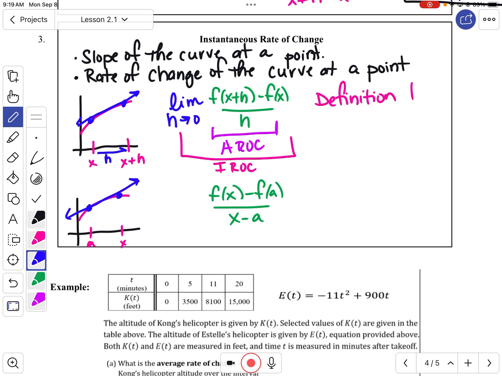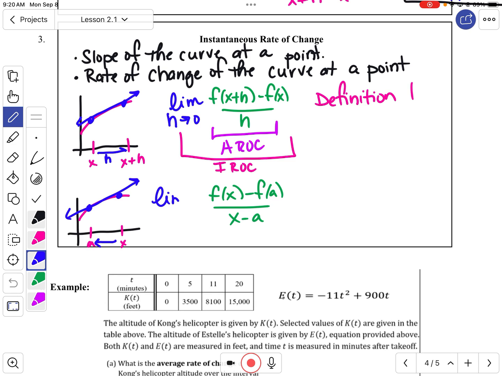Okay. What do we want x to do if we want it to be instantaneous? If we're looking for the slope at A. Do we want the distance to increase or decrease? I'm trying to find the slope at exactly A. Yeah, it needs to approach A. It needs to get close to A, okay?